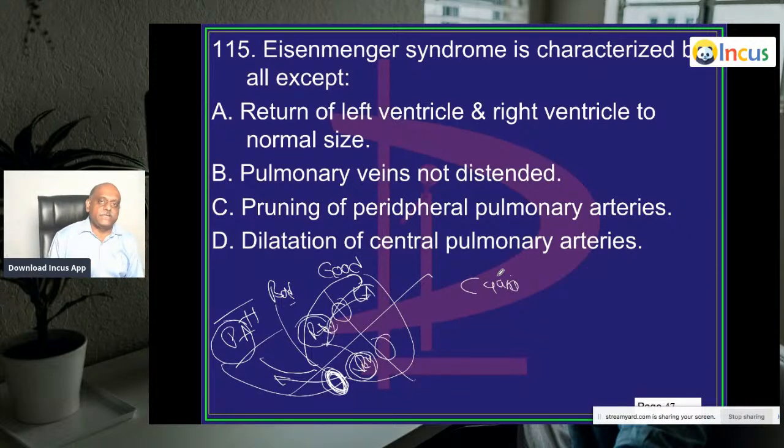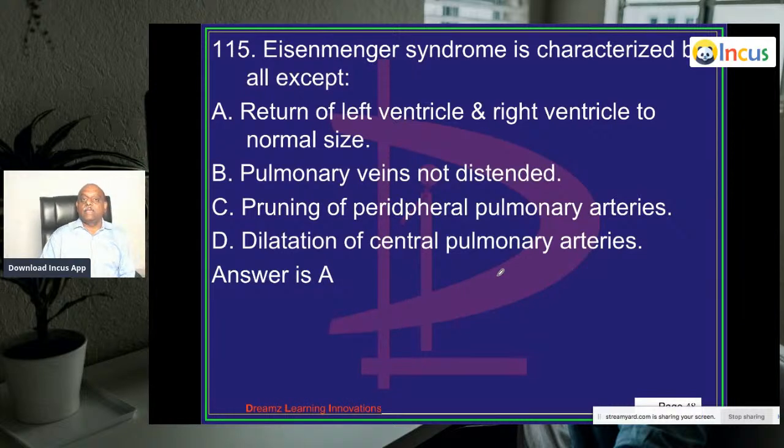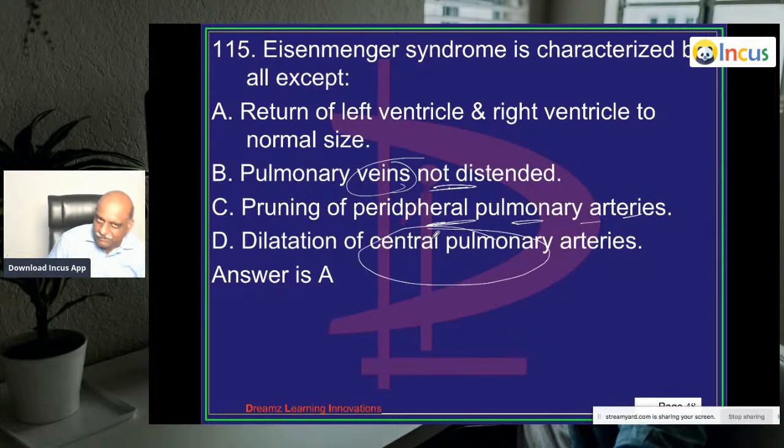Because of the pulmonary hypertension, this is called Eisenmenger. So whenever Eisenmenger is there, the pulmonary veins are not distended, but there is pruning of the peripheral pulmonary arteries because of the pulmonary artery hypertension. There is a dilatation of the central pulmonary arteries because of the pulmonary artery hypertension. That is Eisenmenger.